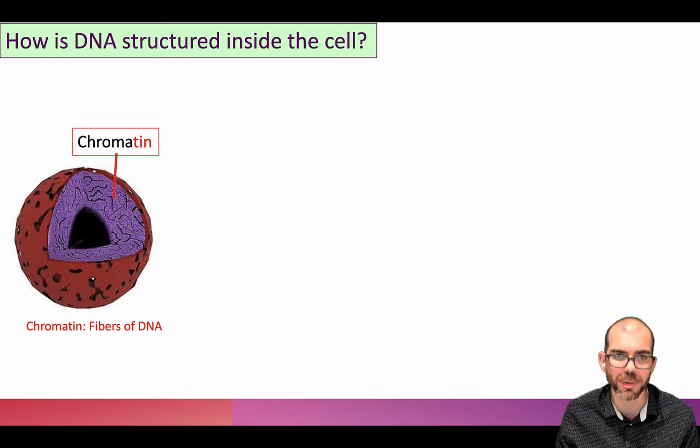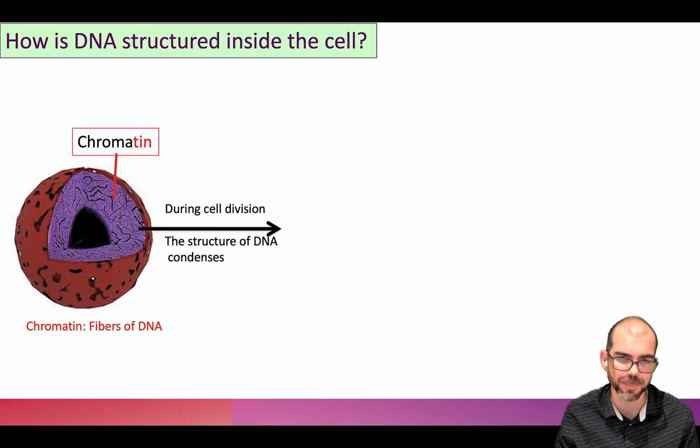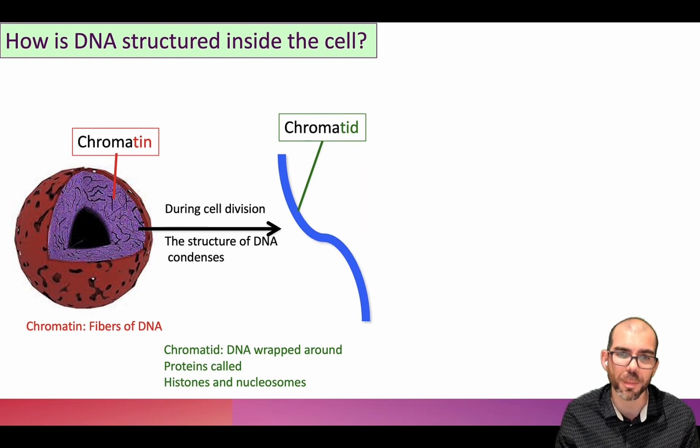Chromatin are just fibers of DNA balled up and compressed so that they can fit inside the nucleus. During cell division, we're going to need to expand this out, and we're going to need to divide the DNA inside the cell. When that happens, the chromatin is going to expand out into a structure called a chromatid. A chromatid is DNA wrapped around proteins called histones and nucleosomes, and oftentimes appears like a stick.